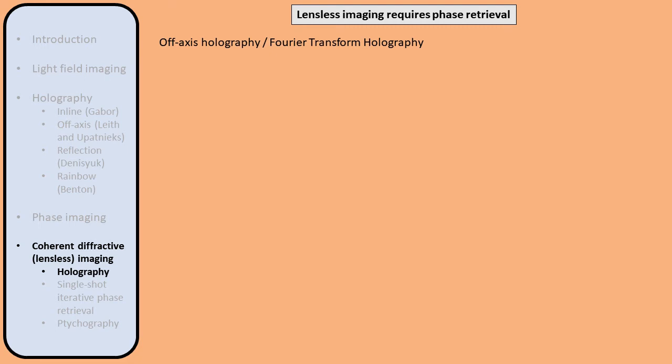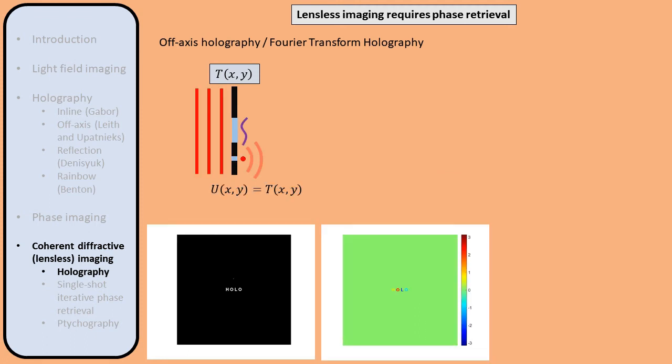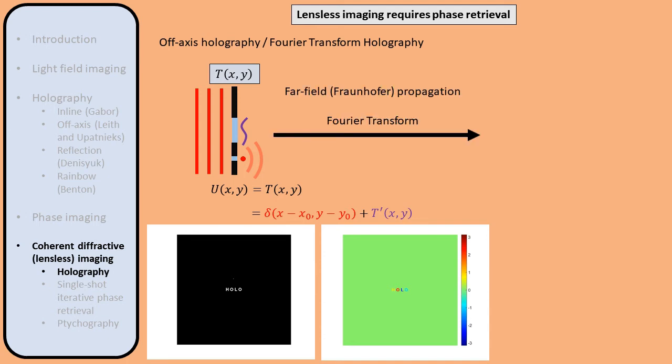In Fourier Transform Holography, we have a sample of limited size. We introduce a small pinhole sufficiently far away from the sample. If we illuminate the sample, the field in the pinhole will act as a point source, which we can mathematically describe as a shifted delta function. We assume the detector is in the far field, so that propagation is described by a Fourier transform. In the far field, the shifted point source will become an off-axis plane wave that interferes with the far field of the sample, which creates the situation as in off-axis holography.